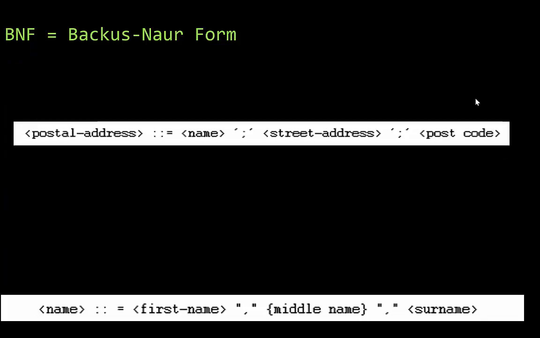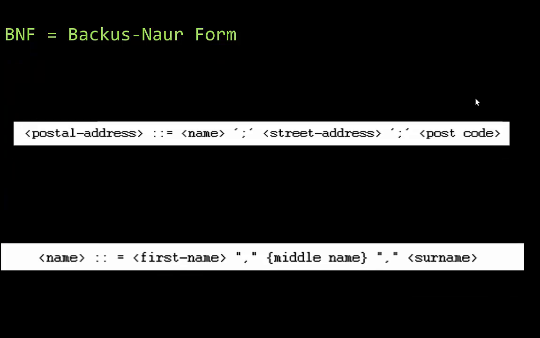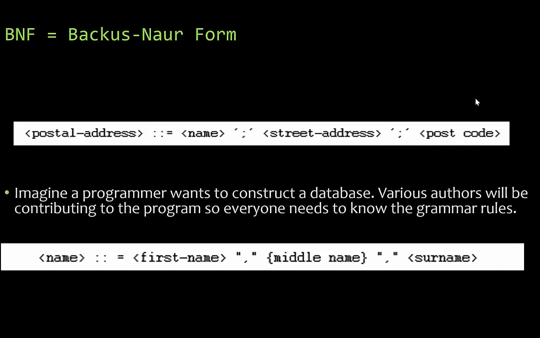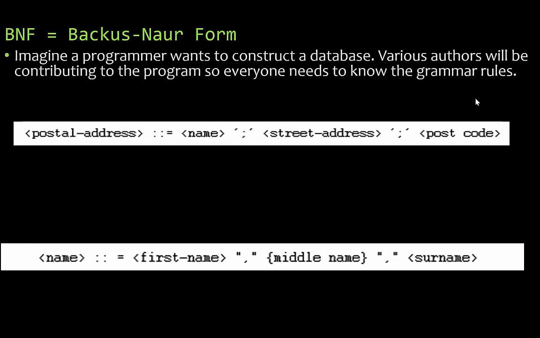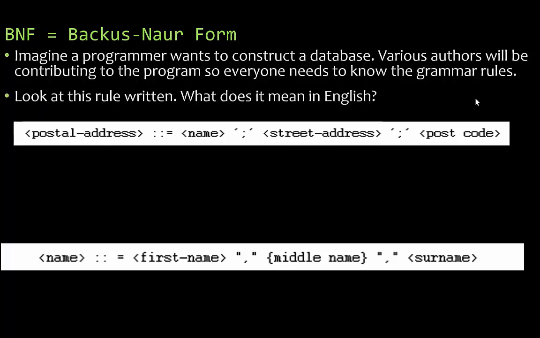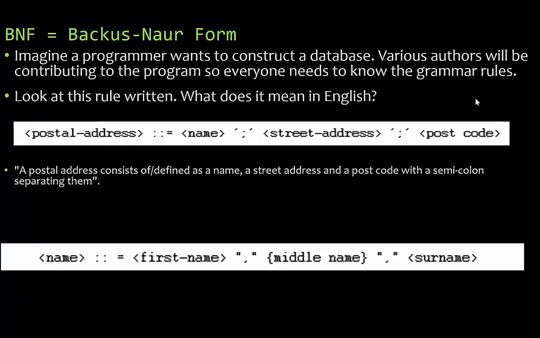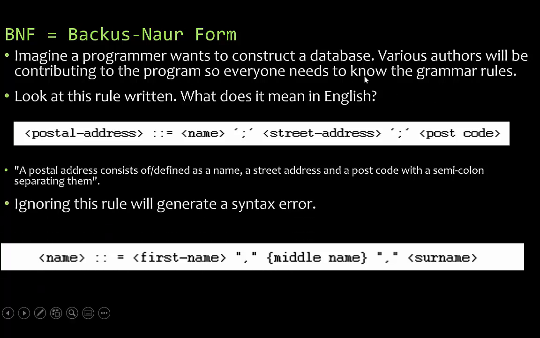Now, here are two syntax rules using BNF. We're going to talk about both of these. So imagine a programmer wants to construct a database. Various authors will be contributing to the program, so everyone needs to know the grammar rules. Let's take a look at this first one. What does it mean in English? Well, a postal address consists of, or is defined as, a name, a street address, and a postcode with a semicolon separating them. If you ignore that rule, that's going to generate a syntax error.